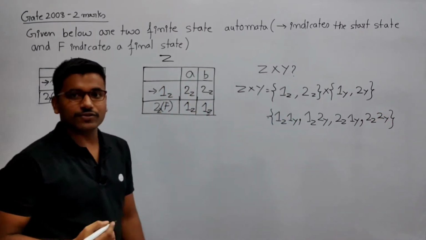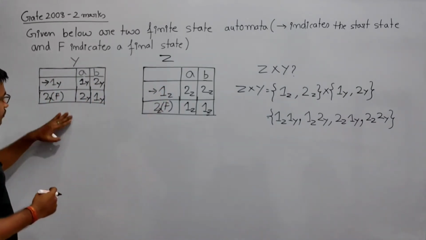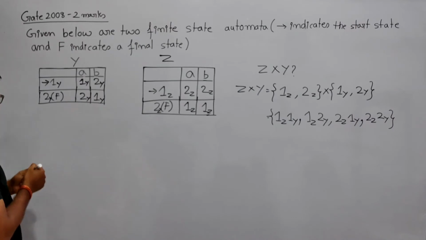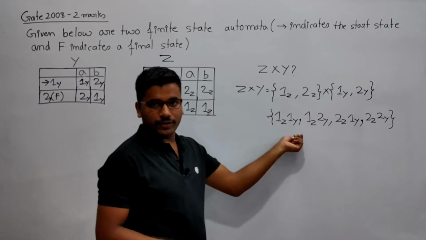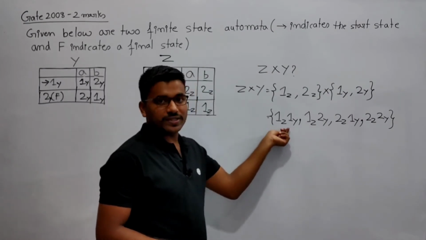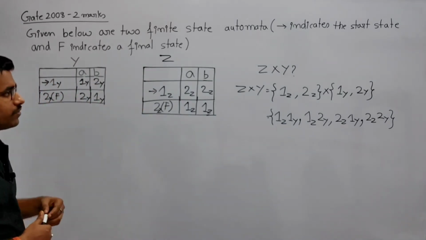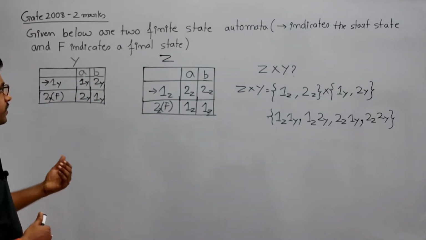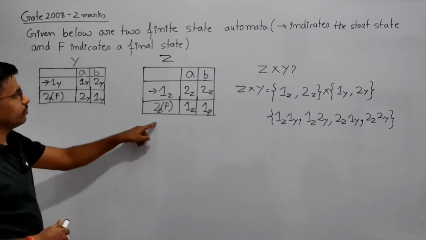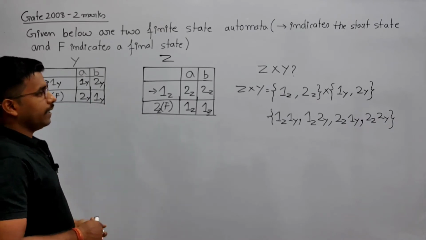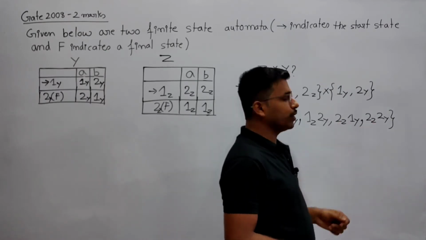So the initial state is going to be the state which contains the initial state of both Y as well as Z. Here the initial state is 1Y and here 1Z. So the initial state is going to be 1Z, 1Y, because this state contains the initial state of both the automata. Now what is going to be the final state? The final state is going to be the state which contains the final state of both the automata. 2Y and 2Z is the final state, and this state contains the final state of both the automata. So this is going to be the final state.